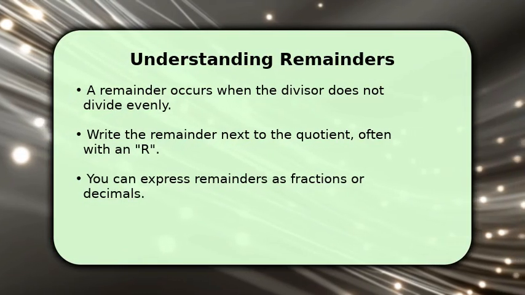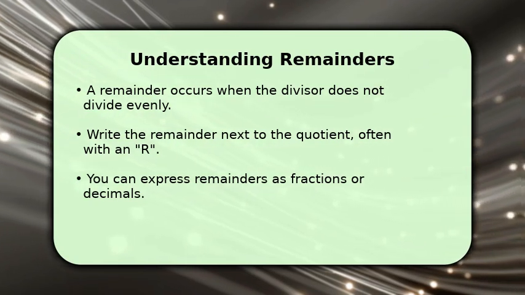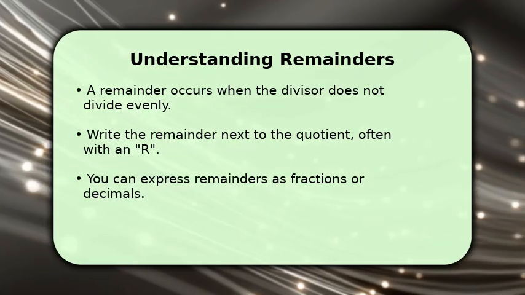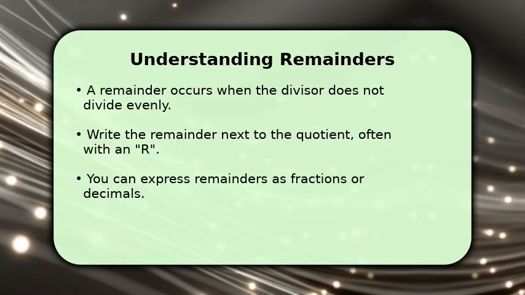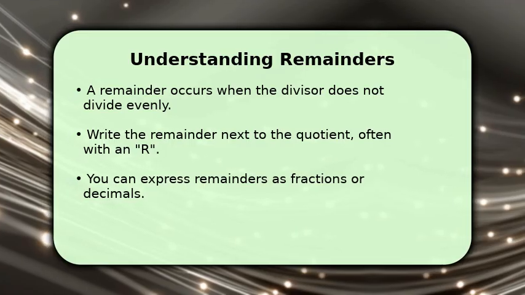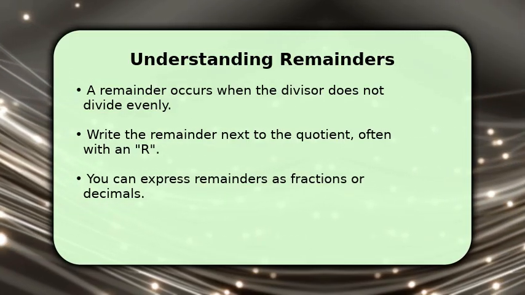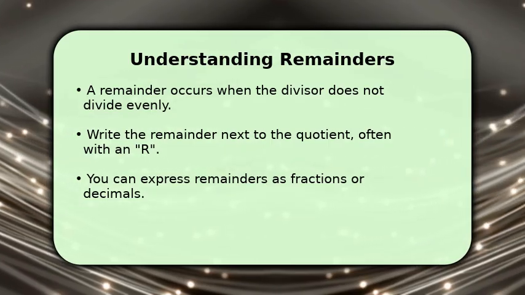Sometimes, after completing the division process, you'll find a number left over that is smaller than your divisor. This is called the remainder. When this happens, you write the remainder next to your quotient, typically preceded by the letter R. For example, if you divide 17 by 5, the quotient is 3 with a remainder of 2. You can also express this remainder as a fraction, 2/5, or convert it to a decimal for more precise answers.